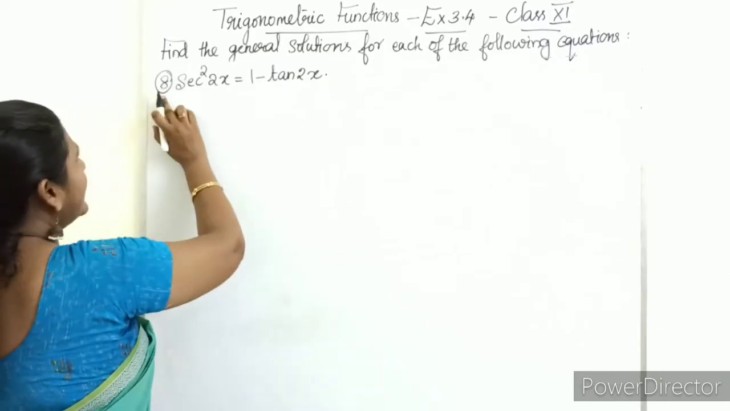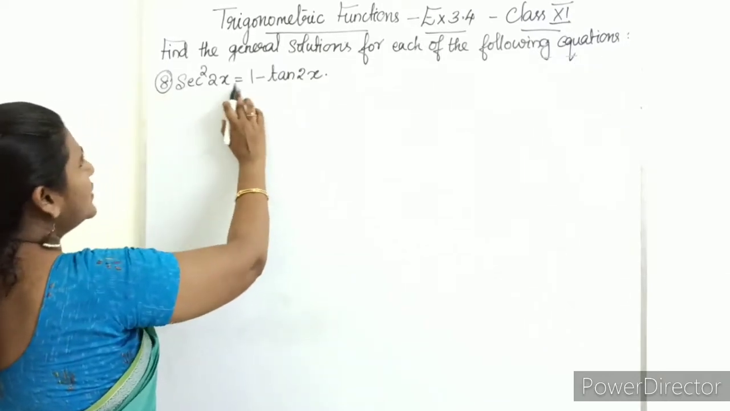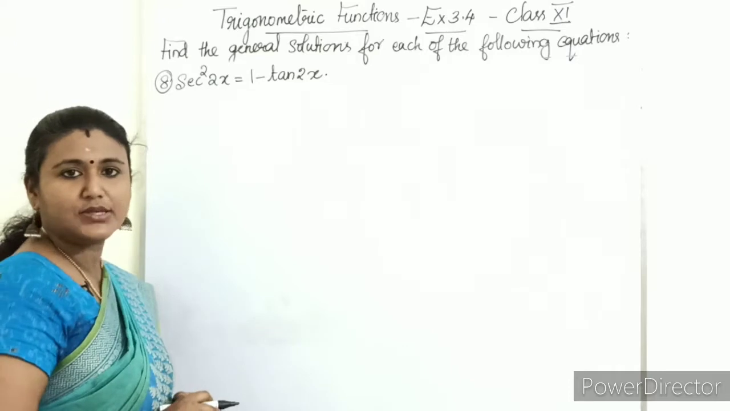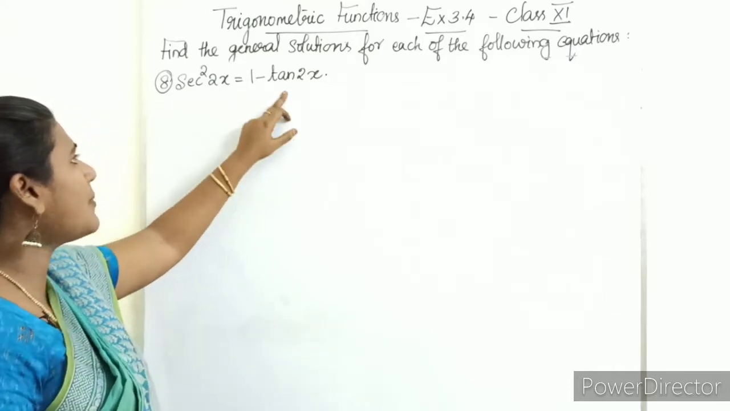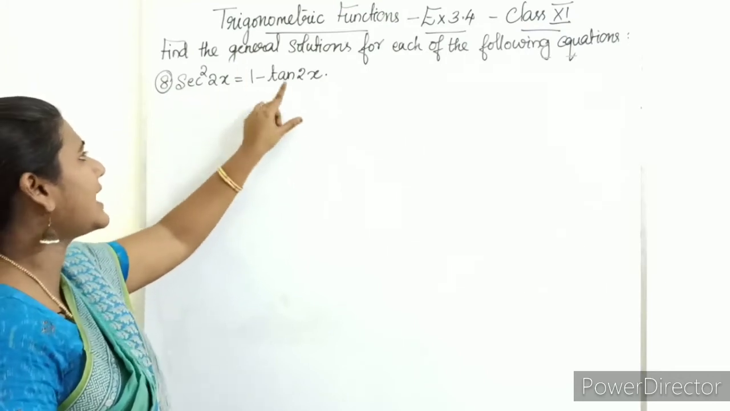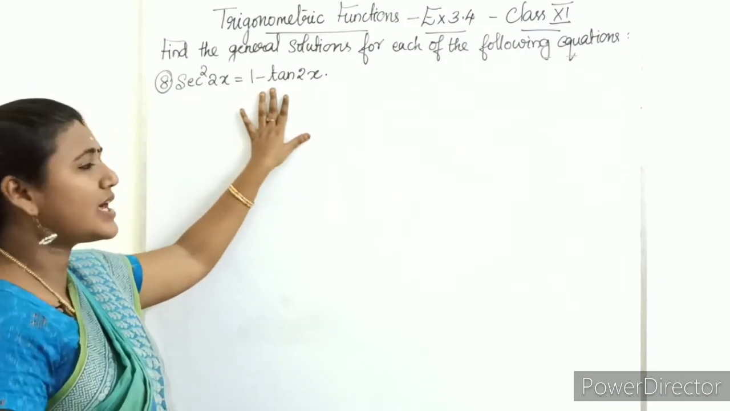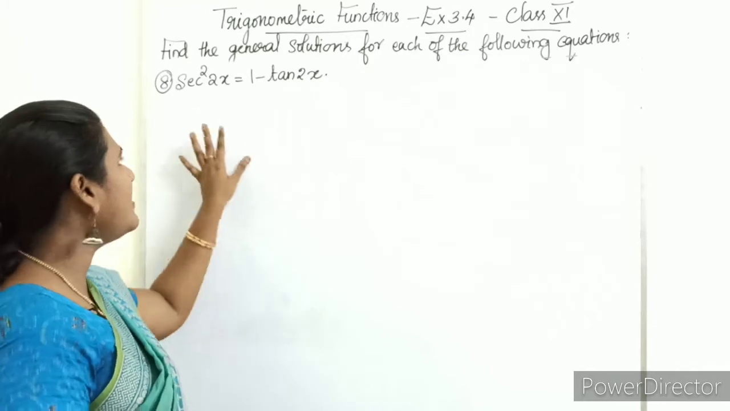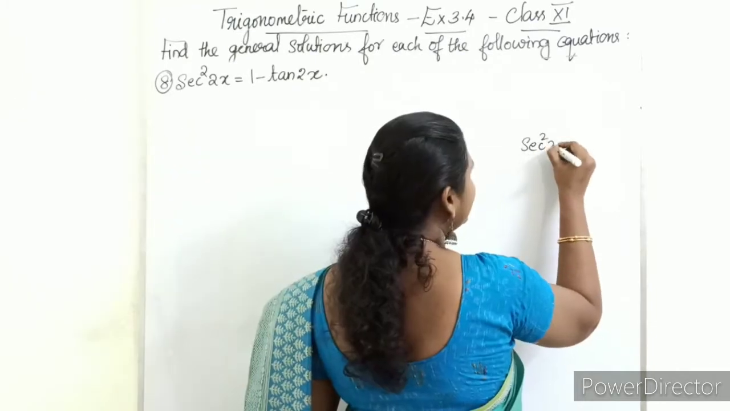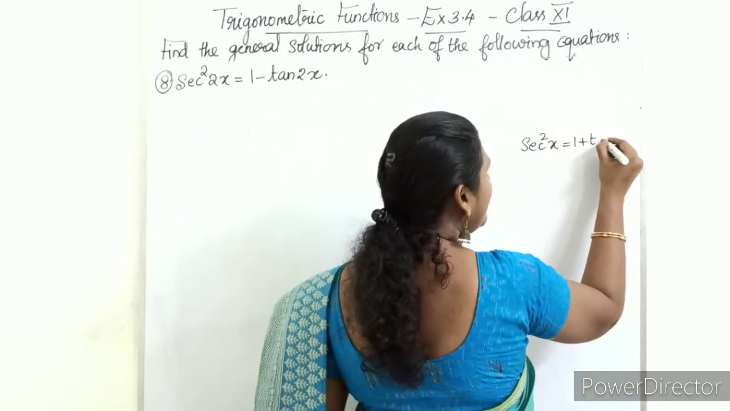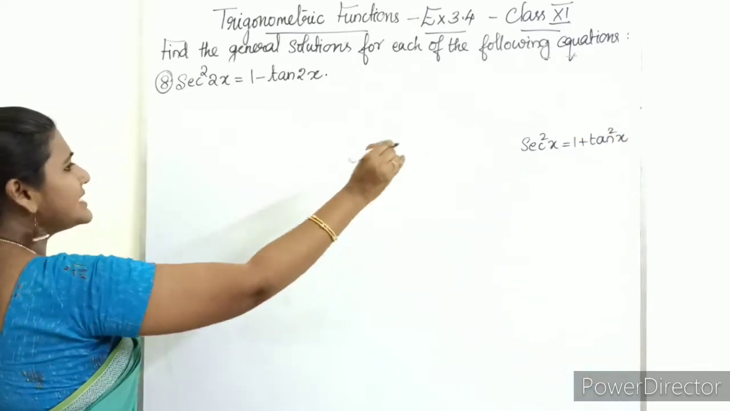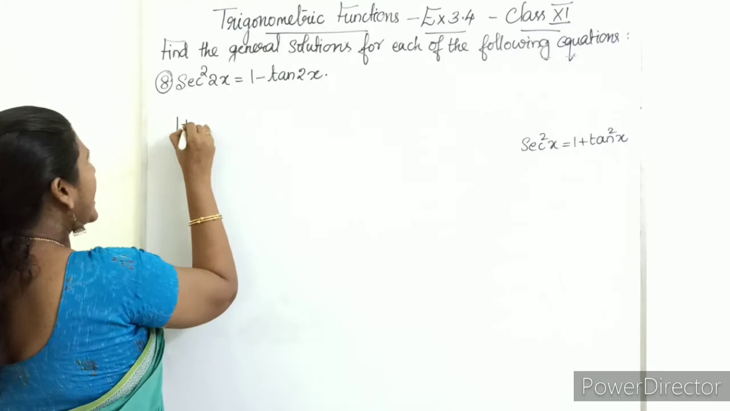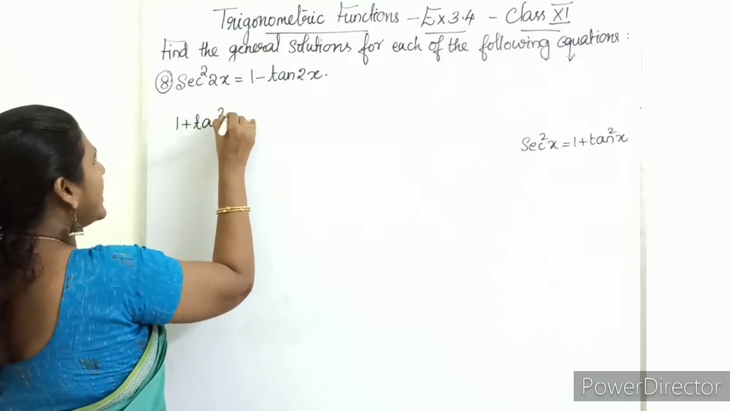Question number 8: sec square 2x is equal to 1 minus tan 2x. Here in this question, we have two trigonometric ratios, sec and tan, involved in this equation. So we will use the formula sec square x is equal to 1 plus tan square x. On the left side, we will use this identity, so we can write 1 plus tan square 2x.